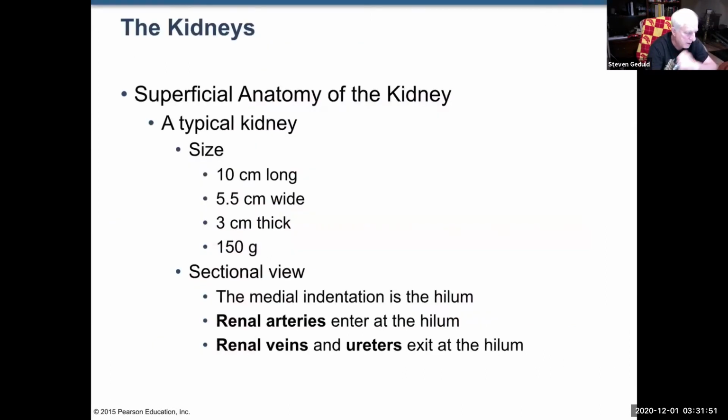A typical kidney is about 10 centimeters long, 5.5 centimeters wide, 3 centimeters thick, and weighs about 150 grams. The medial indentation is the hilum. The hilum is an indentation where the arteries, veins, nerves, and lymphatic systems all enter and leave the kidney. Renal arteries enter at the hilum, while renal veins and the ureters exit at the hilum. So your afferent and efferent sections enter and exit at the hilum of the kidney.